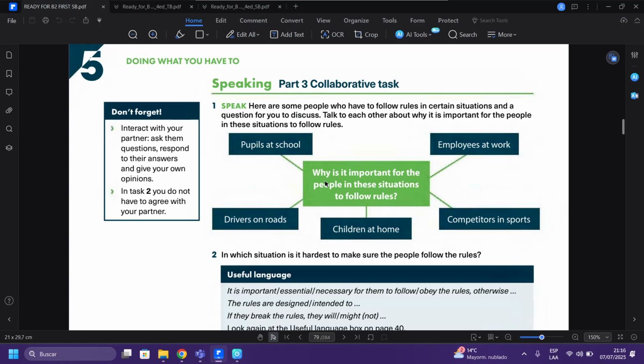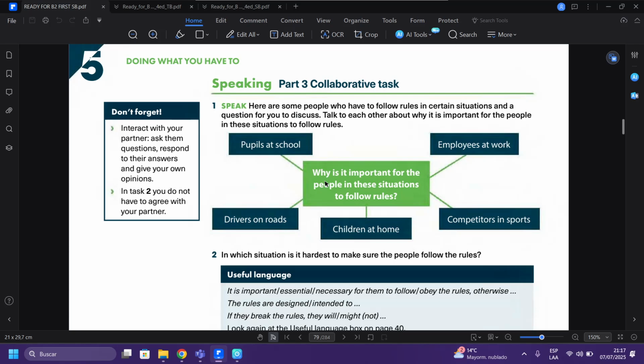Yeah. What about pupils at school? Yes, I think it's quite challenging to get students engaged in rules. What do you think about that? Yes, I agree because if you don't have rules when you are a kid, when you grow up and are a professional, you will be a bad person who doesn't respect the rules.